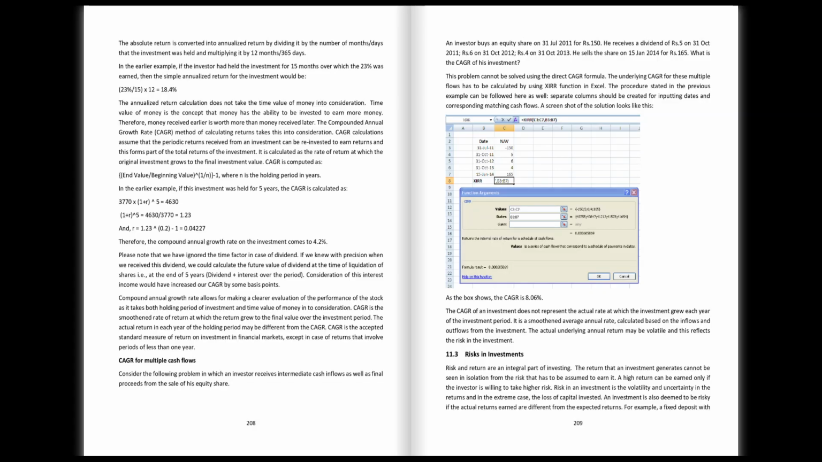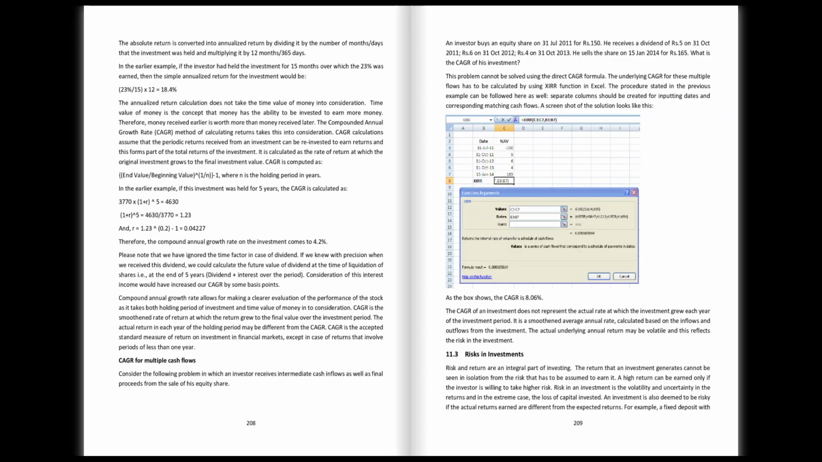Please note that we have ignored the time factor in case of dividend. If we knew with precision when we received this dividend, we could calculate the future value of the dividend at the time of liquidation of shares, that is, at the end of 5 years, dividend plus interest over the period. Consideration of this interest income would have increased our CAGR by some basis points.